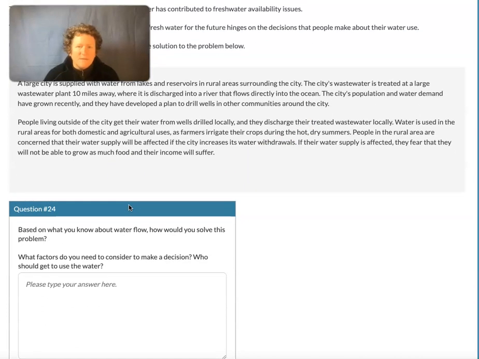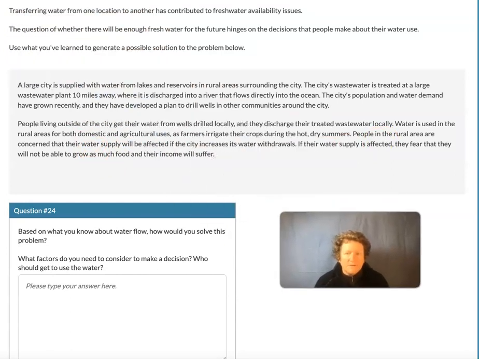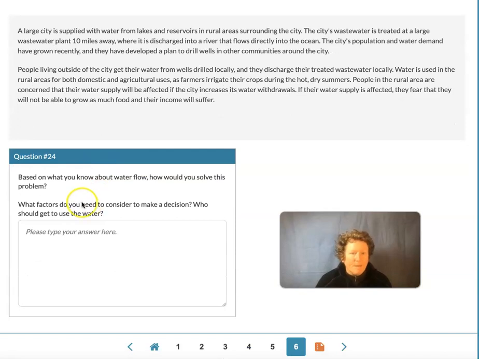People living outside the city get their water from wells drilled locally, and they discharge their treated water locally. Water is used in the rural areas for both domestic and agricultural uses as farmers irrigate their crops during the hot, dry summers. People in the rural areas are concerned that their water supply will be affected if the city increases its water withdrawals. If their water supply is affected, they fear that they will not be able to grow as much food and their income will suffer. Because people who farm, if they don't have water and they're not able to grow crops, they've lost their income, they've lost their job. Based on what you know about water flow, how would you solve this problem?